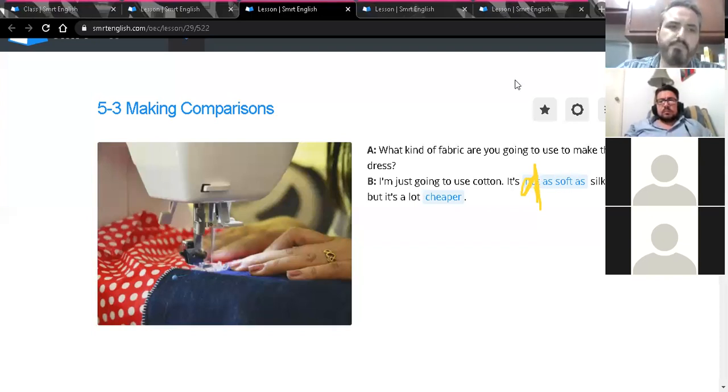But since I'm saying "not as", just by using this, it means that the first one is not as good as the other one.